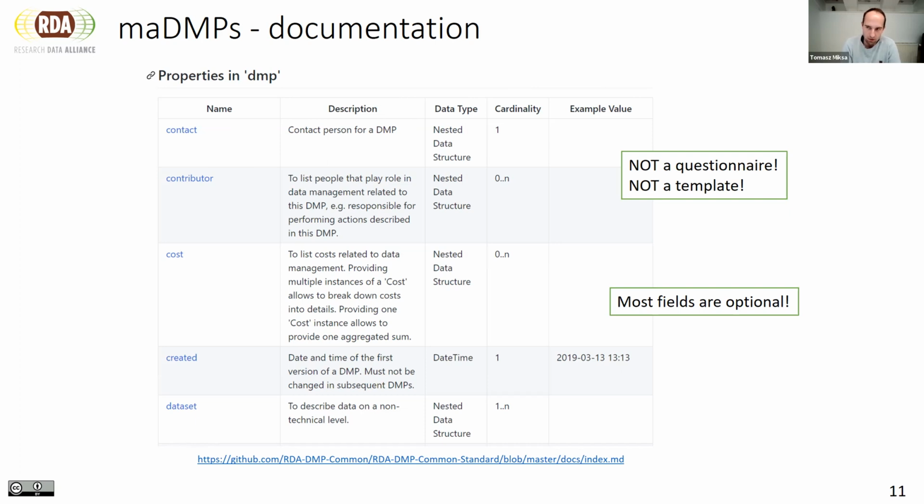So it's not a questionnaire, and it's not a template, and it's not going to replace any recommendations that funders have. It is rather a way to express information that, for example, a specific funder would request from a researcher in a machine actionable way.